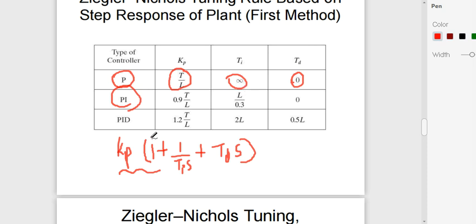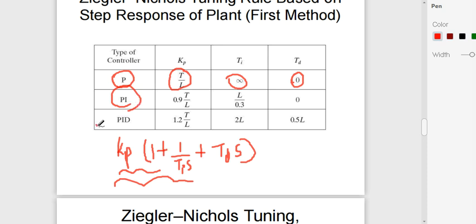Okay, so in the case of PI controller, the equation is Kp into 1 plus 1 by Ti into S, where Kp equals 0.9 into T by L. The values of T and L are obtained from the reaction curve, and Ti is equal to L by 0.3. Substitute the values and find the transfer function. That is the method for finding the PI controller.